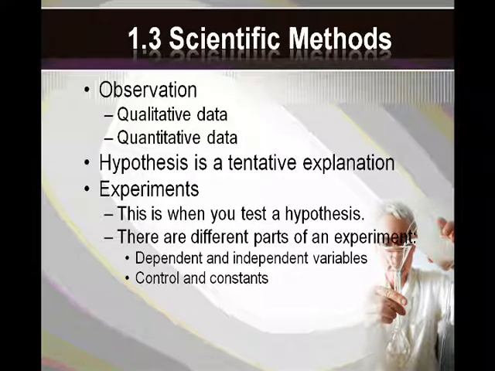So, for example, if we had two plants and we wanted to test if fertilizer helped them grow faster, we would have one plant that had no fertilizer. That would be our control group. We would have another plant that had fertilizer. That would be our experimental group. Now, some constants we would want to make sure that both groups had the same pot, both groups had the same type of soil, both were watered the same amount, etc. So that is what I mean by constants. Constants are going to be what's the same in both the control group and the experimental group.